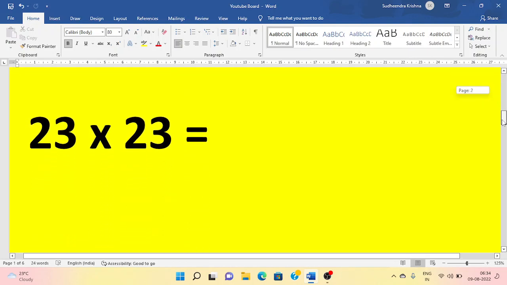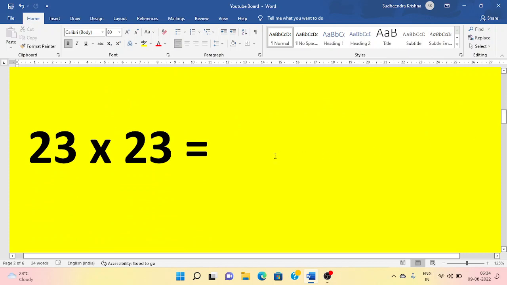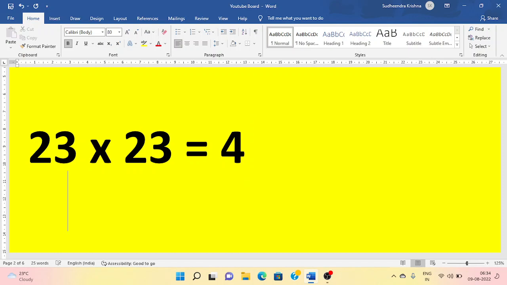Let us take 23 into 23, how to find 23 square. In this number 23, you have two digits. On the left side you have 2 and on the right side you have the digit 3. So first you find the squares of 2 and 3. 2 square is 4, put it on the left side, and 3 square is 9, so put it on the right side. So you got the left portion and the right portion of the answer.